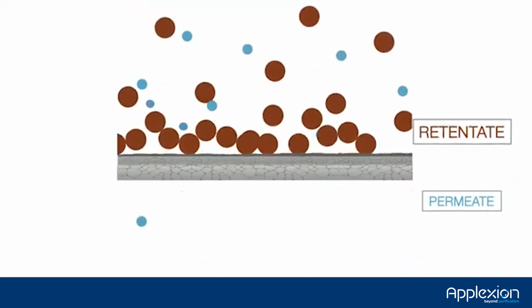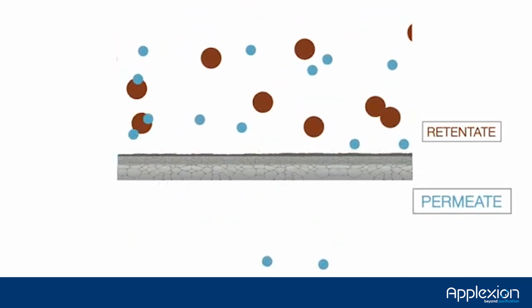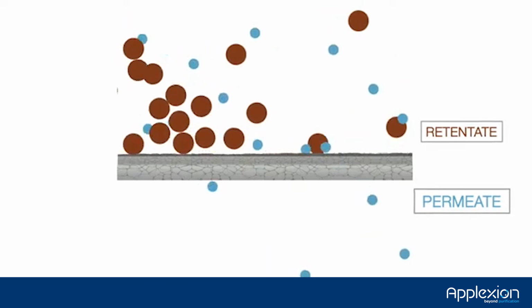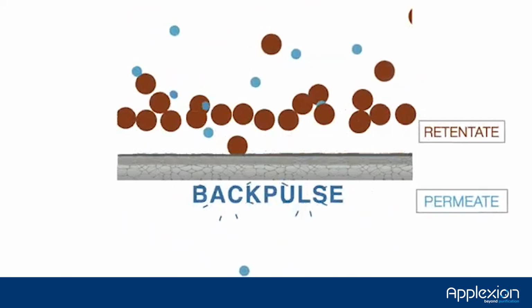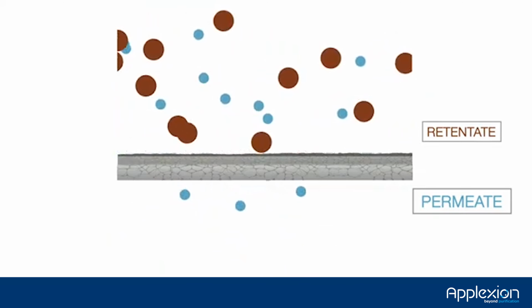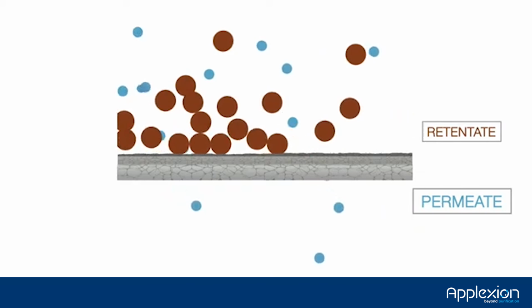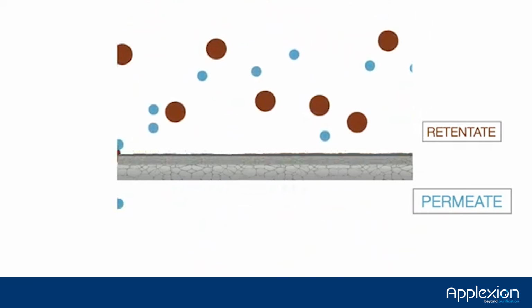Another method is to apply a backpulse, meaning a short period of TMP inversion, where the permeation will occur in reverse. Backpulsing removes part of the resistance due to fouling and therefore restores permeation flux performances without cleaning. CIP frequency can be greatly optimized by incorporating backpulsing.